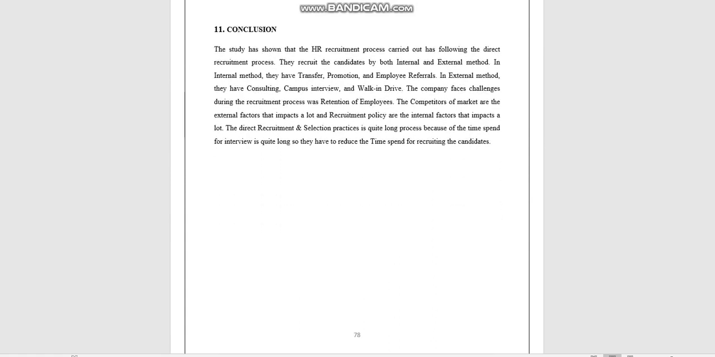I am going to use direct recruitment processes also. I am going to use both internal and external recruitment processes, and the company is going to do the organization's retention process and so on.